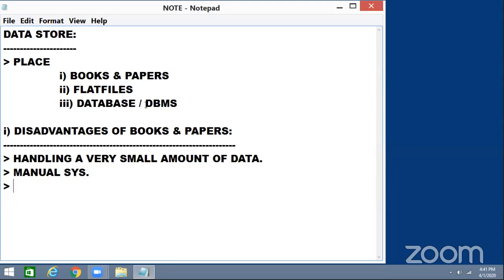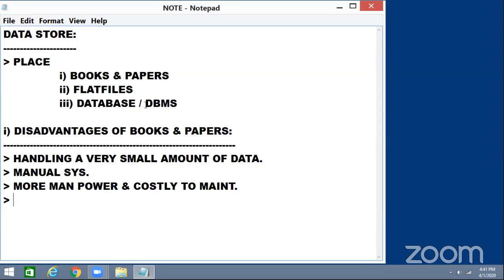Third point: requires more manpower, and also costly to maintain. Because you know that it is a manual system, it requires more manpower, and when we require more manpower, automatically the cost will increase.